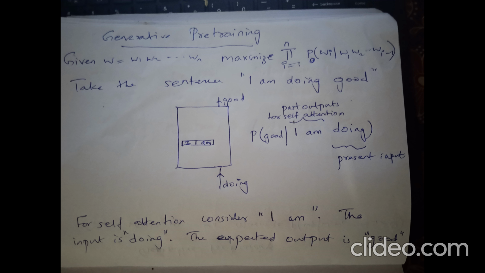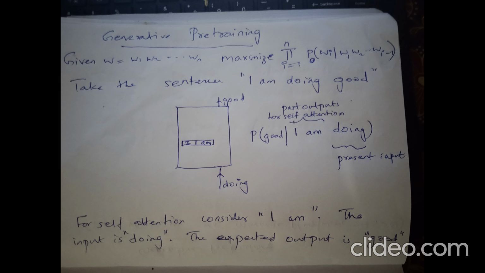Now we will see the generative pretraining. Given a sequence of words W1 up to Wn, maximize the probability of observing one particular word given all the previous words: P of Wi given W1 up to Wi minus 1, for all i. This is what we want to maximize, and we are given a sequence of words. They are using the decoder part of the transformer for this purpose.